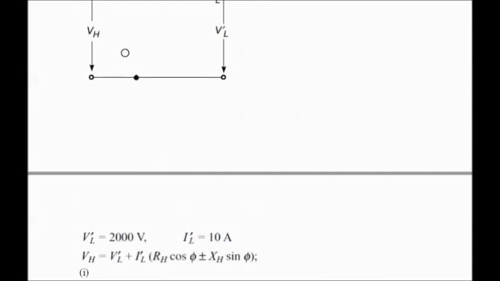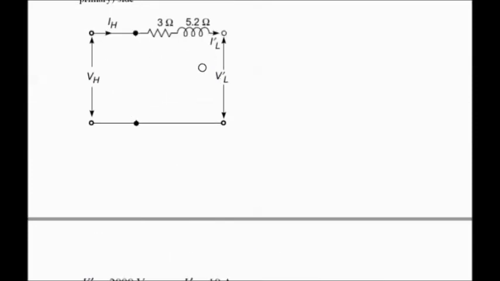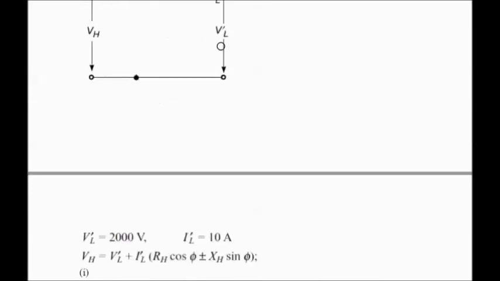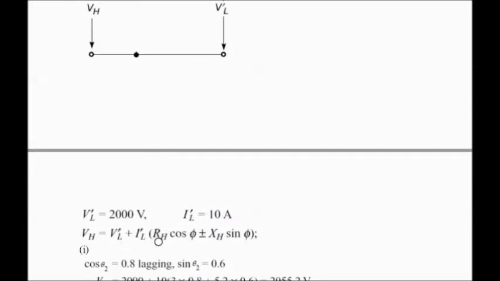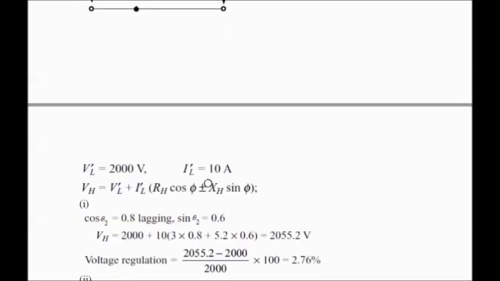VH will hence be what? See, this is the circuit. VH is VL prime plus IL prime RH cos phi. Here I have used phi as the load angle. So VH is VL prime plus or minus IL prime XH sin phi, and for lagging power factor we will use plus, and for leading power factor we will use minus.